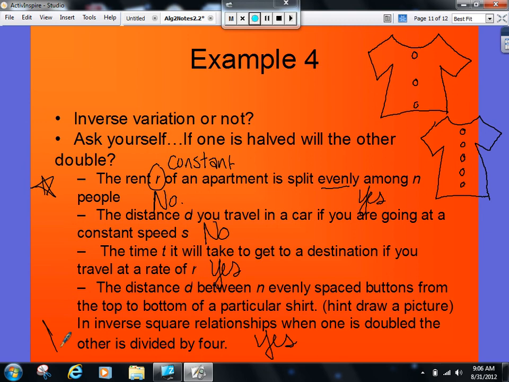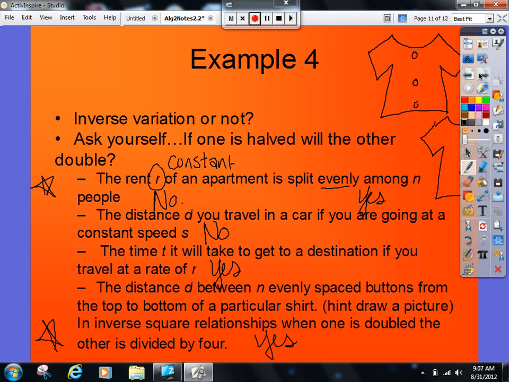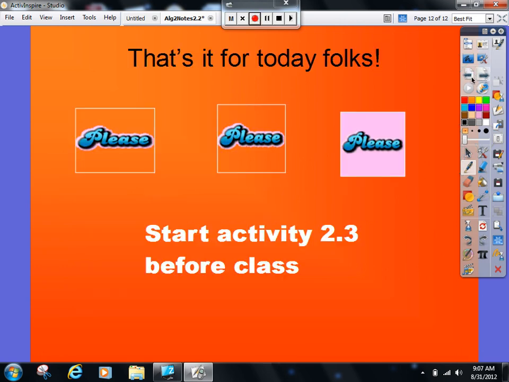And what I was saying by here, if one is doubled, is the other half. If it's inverse square, if one is doubled, the other is actually divided by 4. We'll talk about that more later this chapter. So it doesn't have to go up the exact same increments because if it was inverse square, one would be growing a little faster while one was shrinking a little slower. But we'll talk about that later this chapter.